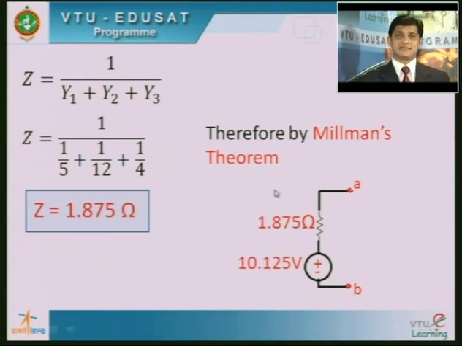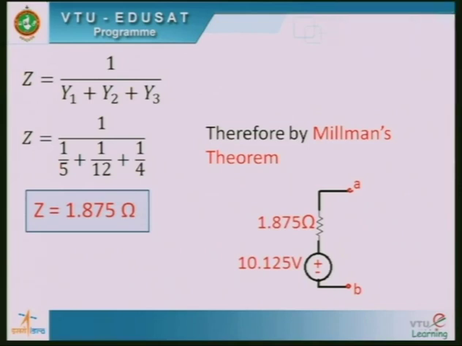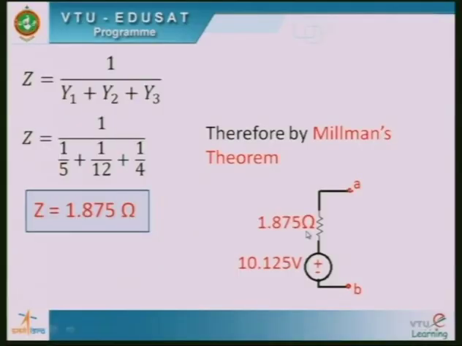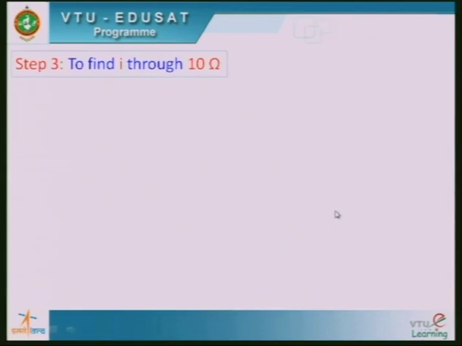What is it that they have asked? They have asked us to find out the current through the 10 ohm resistance. What did we do with that 10 ohms in step 1? We disconnected it, and whatever we have done is across those 2 terminals. So across those 2 terminals we have obtained this.